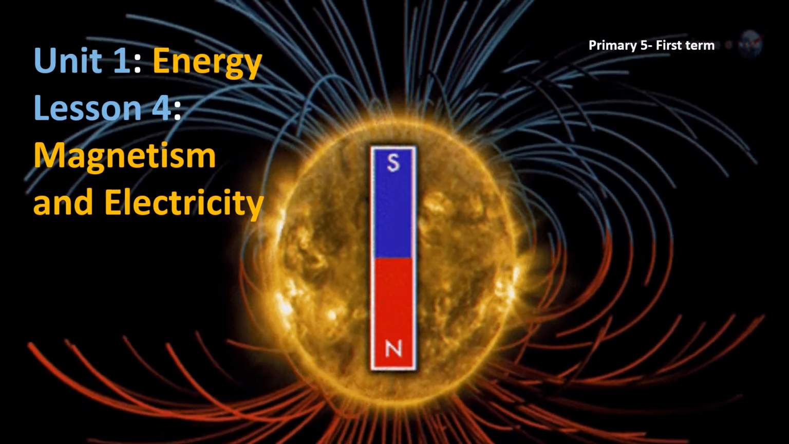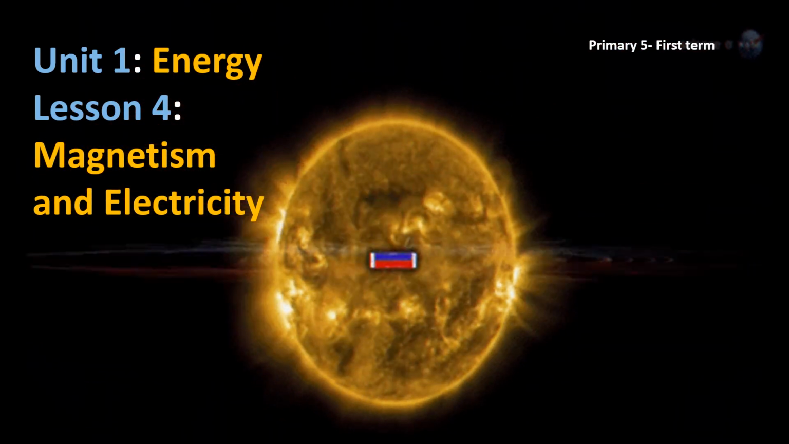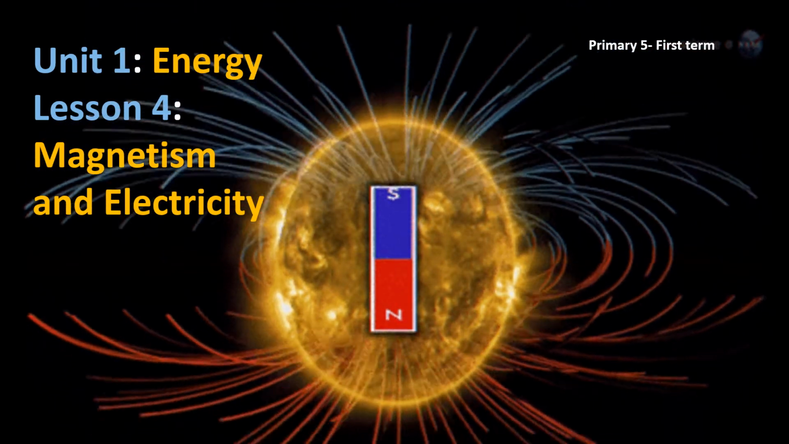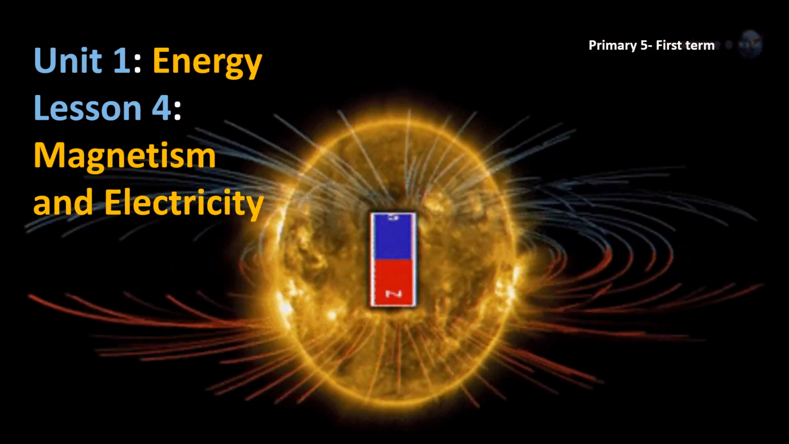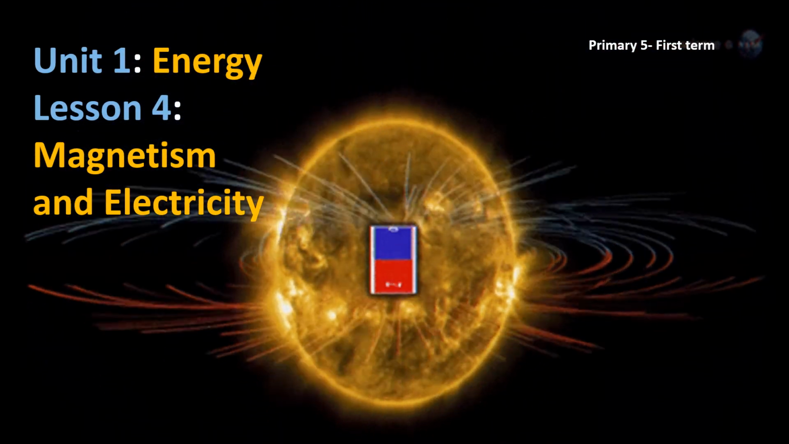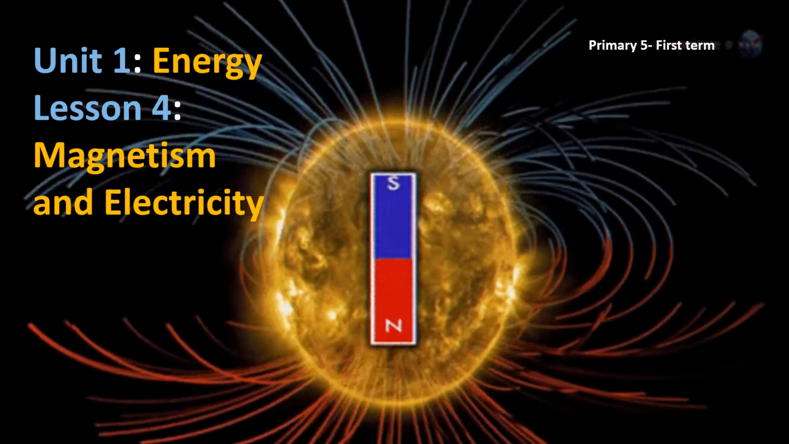Hello Primary 5 students. By the way, in this lesson, you may be feeling attracted a little bit to your chairs. This is because we are going to study Unit 1, Energy, Lesson 4, Magnetism and Electricity. So let's take the flight!